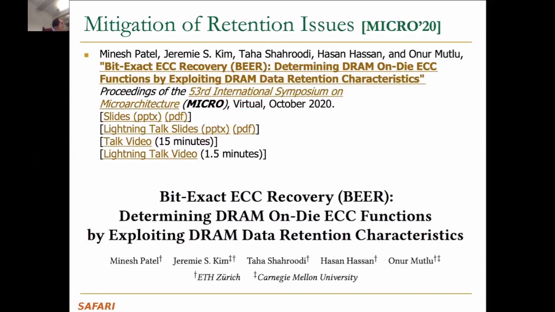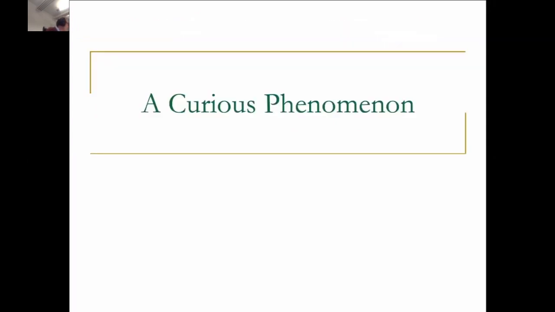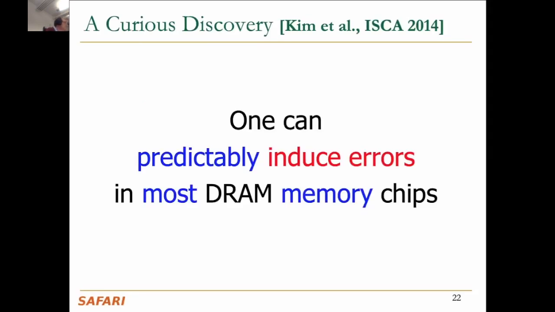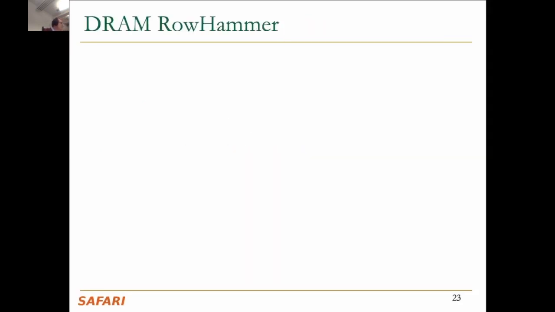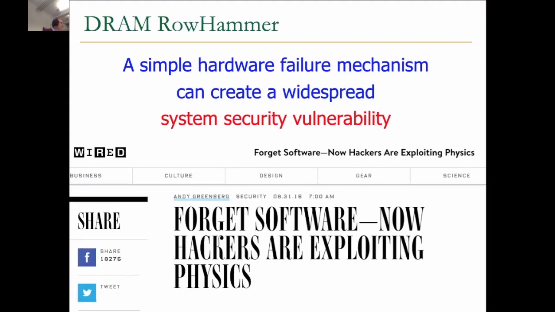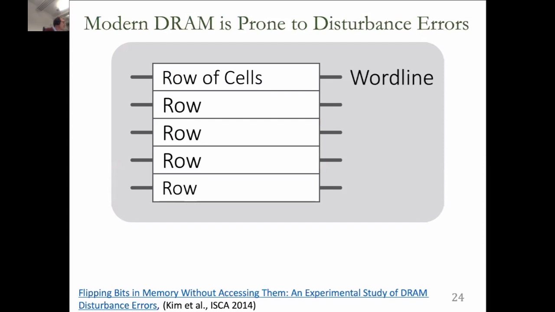But I'm going to talk about something else we also investigated while we were looking at retention errors using our infrastructure. And this is essentially the RowHammer problem. You can predictably induce errors in most DRAM memory chips. And as I said earlier, it's a simple hardware failure mechanism that can create a widespread system security vulnerability. So what's the problem? It's essentially read disturbance. I don't think there's anything new here in the sense that we know about read disturbance, and any scaled memory technology is going to have some amount of read disturbance.